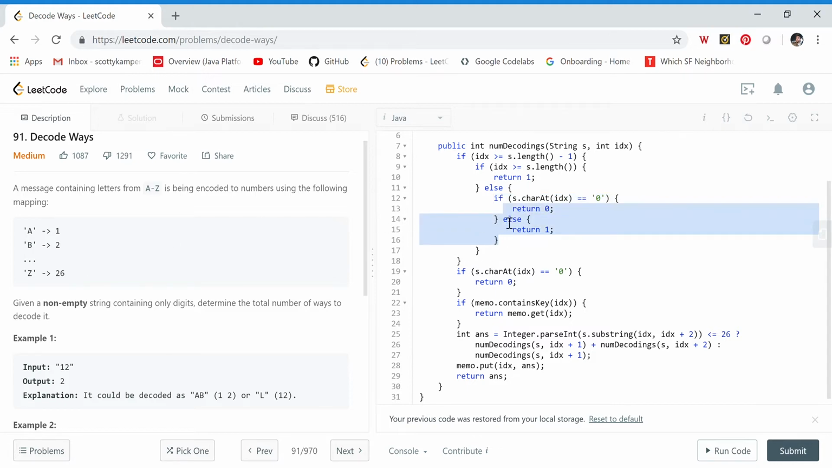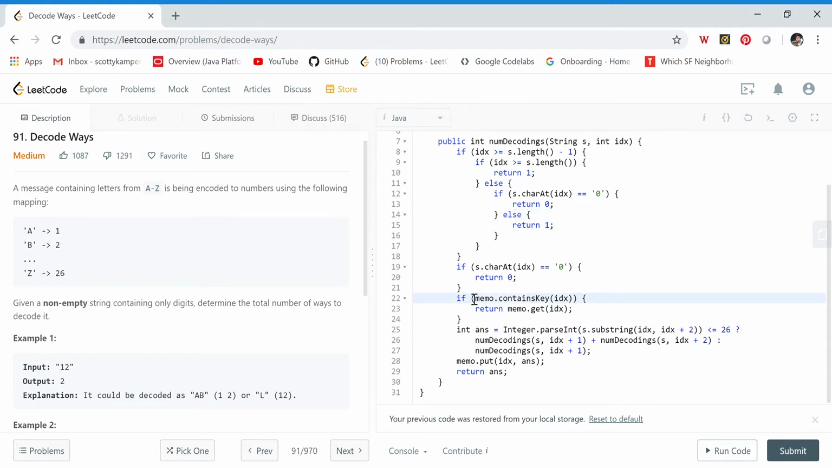Else, meaning we have a string of length 1 and it's not a 0, then for a string of length 1, there's only one way to decode that. It'd be whatever the mapping is over here. So down here, if we have a string that's greater than length 1, we check to see if the character at the index into the string is 0. If it is, we return 0 again, and again the reason is we can't have leading zeros because we have no way of determining what 0 is over here. We start at 1, 0 doesn't mean anything. So if the character at the index is 0, then we return 0, there's no way to decode it.